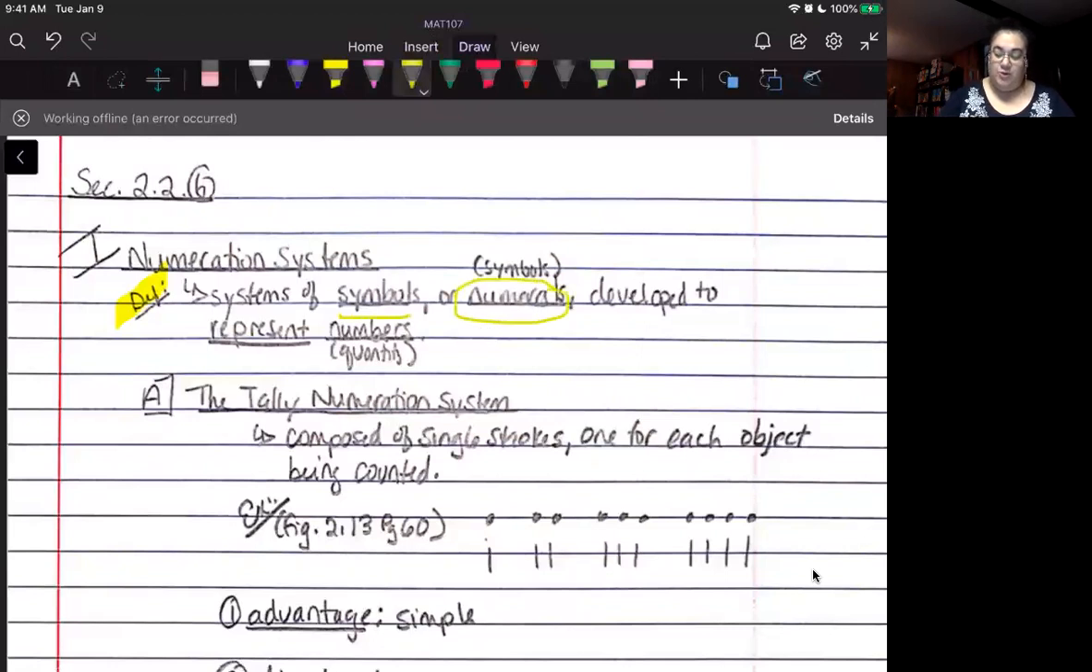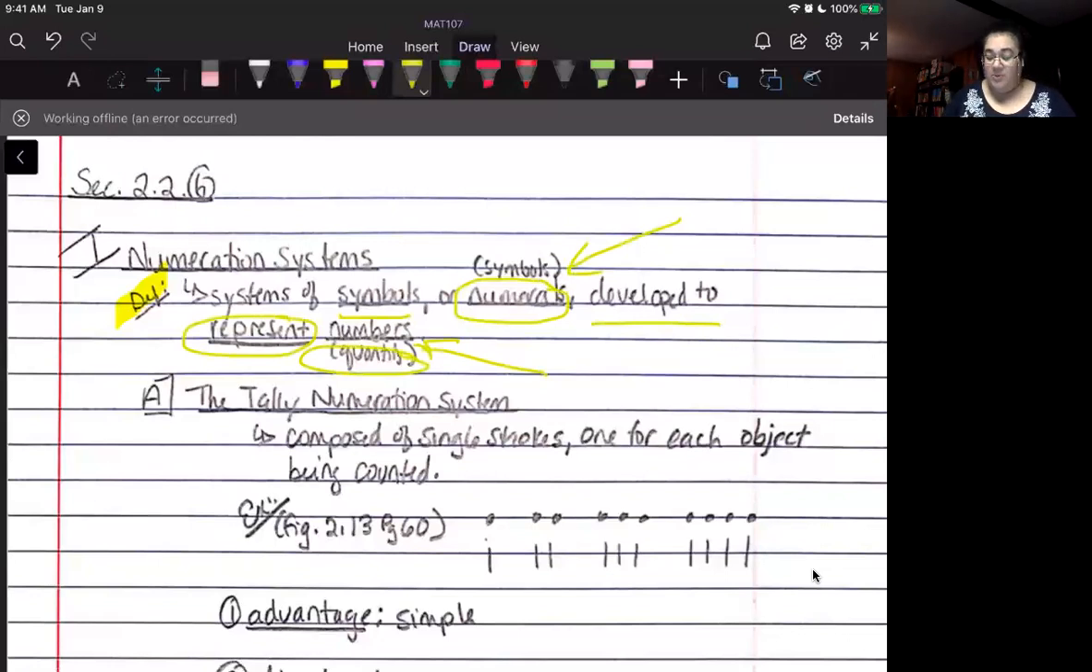Okay, numerals is the term that I'm going to use the most to distinguish when I'm talking about the symbol versus the quantity, okay? And a numeration system has symbols or numerals that have been developed to represent the numbers, which is the word that we're going to use to mean quantity. Okay? So a different number system has different symbols that represent quantities, is another way of putting that definition, okay?